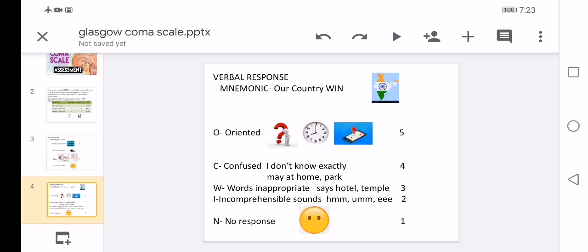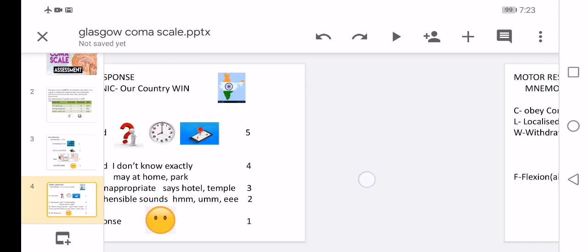And W, words. Inappropriate words. It may say hotel, temple, stadium. Then you can go for your grade 3. And incomprehensible sounds, like giving sounds like that, you can go for grade 2. Like we just go on texting WhatsApp messages also. And no response, it is your grade 1.